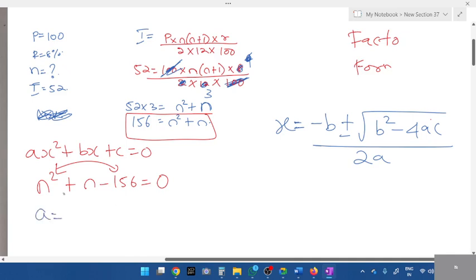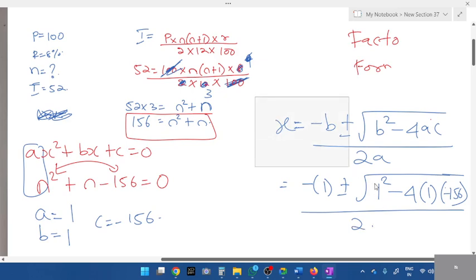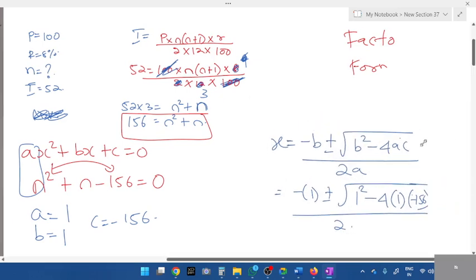What is the a value from this equation? Compare. a is 1, b is 1. c is equal to minus 156. Clear? What is minus b, students? Minus of 1 plus minus square root of b square, which is 1 square, minus 4 into 1 into minus 156, divided by 2 into 1. Just check your answer, students. Still here, is it correct?